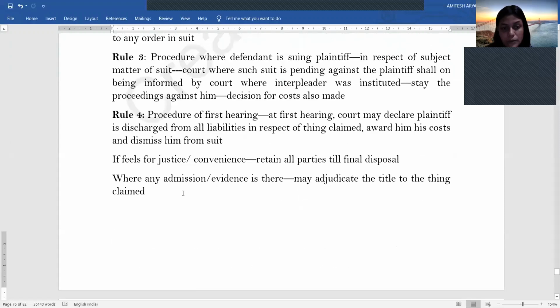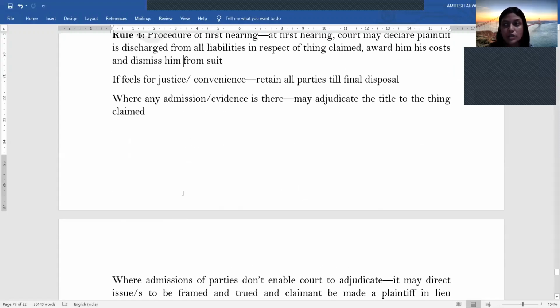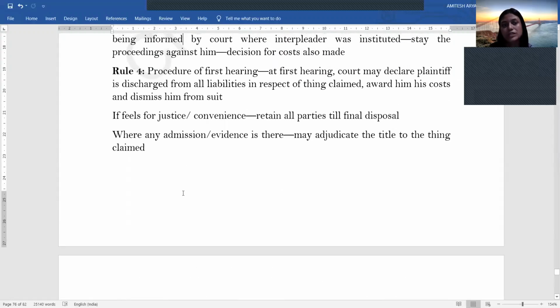Now, rule 4 is the procedure of first hearing. At first hearing, the court will declare that the plaintiff is discharged from all liabilities of the thing claimed. He'll award him his costs, and he may dismiss the plaintiff: okay, your work is done, you are discharged, you go. We'll see what to do next. Who will be awarded the fee.